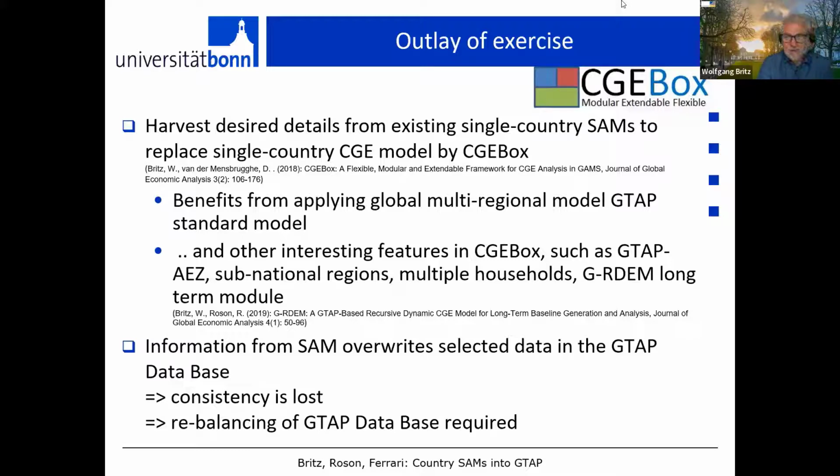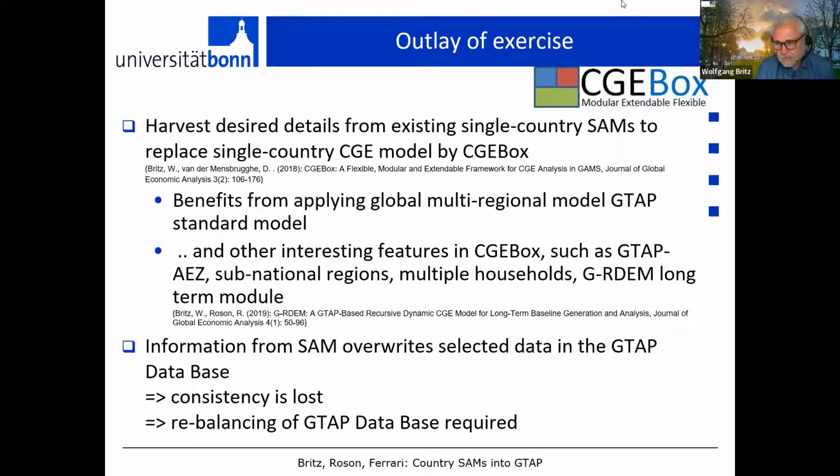So how does the overall exercise look? You harvest desired details, or all the details you would have from existing single country SAMs. And the benefit from this is that you might be able to move from a single country CGE over to a GTAP derived variant. In our case, that was CGEBox, but that holds also for the GEMPACK family of GTAP models. So by bringing your SAM into the global database, you then have also a global model at your hand, and you might get all the fancy extensions Erwin has shown us: GTAP-Power, GTAP-HT, GTAP-AEZ, perhaps multiple households, long-term modules, and so on, things you might not have yet in your single country CGE.